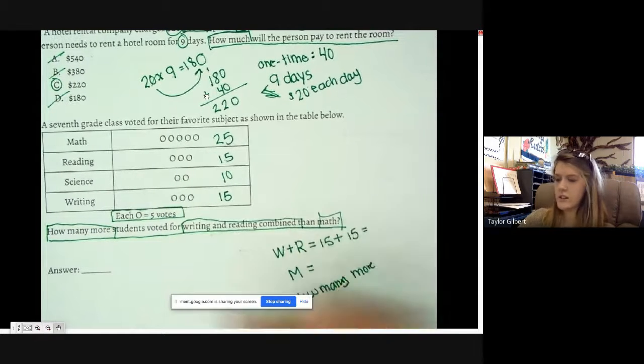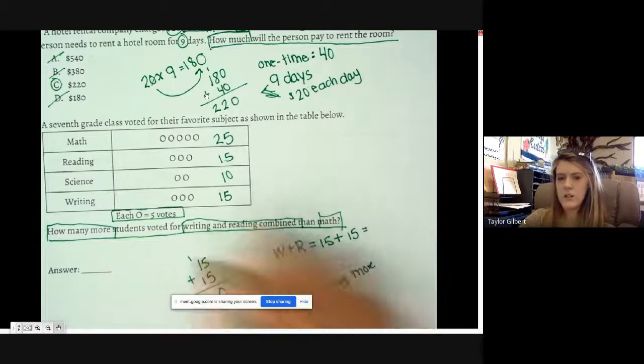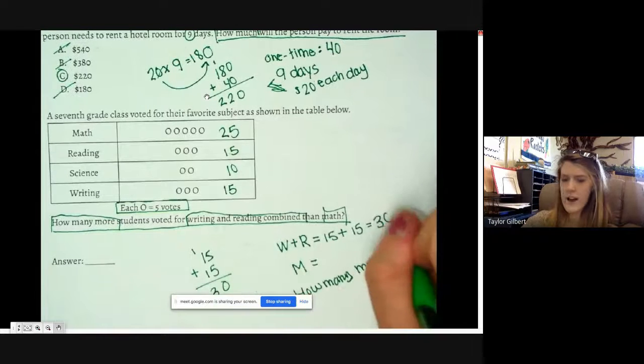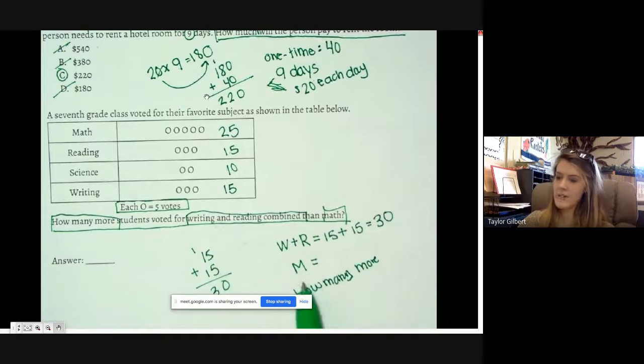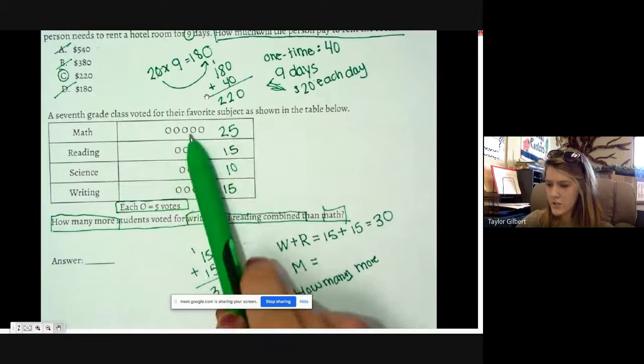15 plus 15, stack them on top of each other. 5 plus 5 is 10. 1 plus 1 is 2, plus 1 more is 3. 30 people like writing and reading combined. Am I done? Nope, we have to see how many like math. I said 25, let's check. 5, 10, 15, 20, 25.